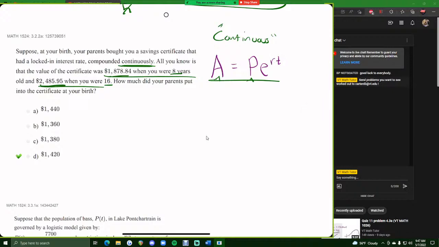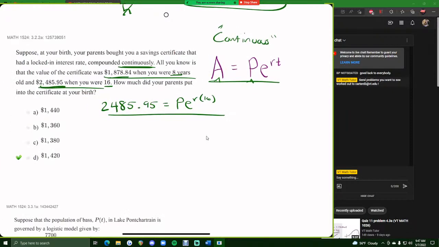So they're telling us the amount, the A value at year 16 is 2,485.95. And so we have P e to the r times 16. That's all we can plug in because that's all we know about this equation. But then we can do the same setup with the other pair of information.